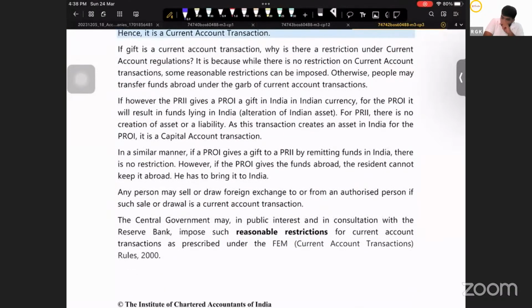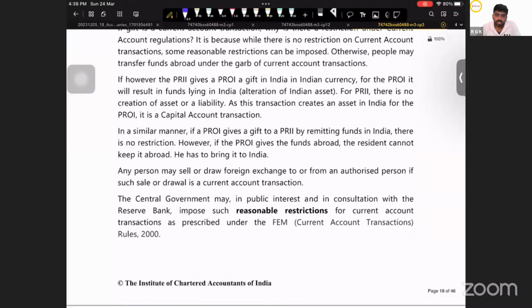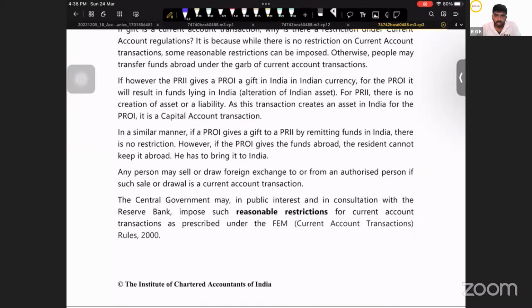So what do they say? Any person may sell or draw foreign exchange to or from an authorized person if such sale or drawal is a current account transaction. For current account transactions, any person may, that means without any restriction. But the Central Government may, in public interest and in consultation with the Reserve Bank of India, impose reasonable restrictions.